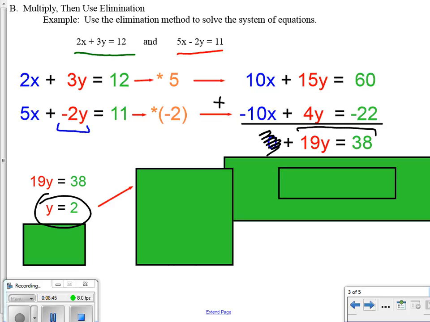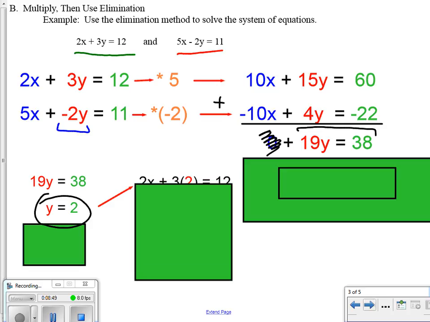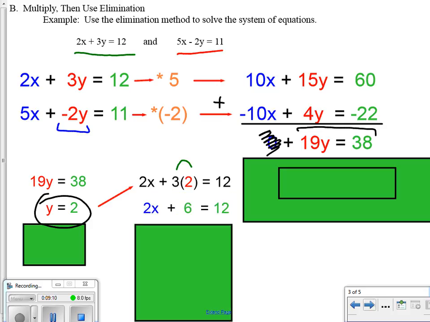So again, to find our x, we just need to plug it back into one of our other equations. In this case, I chose the first equation, so 2x plus 3y equals 12. Plugging in 2 for y, you get 2x plus 3 times 2 equals 12. I can simplify this 3 times 2. It's no longer a y term, it becomes a constant term, just 6. So now it's 2x plus 6 equals 12.